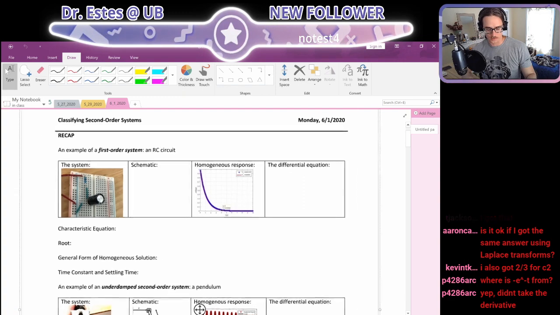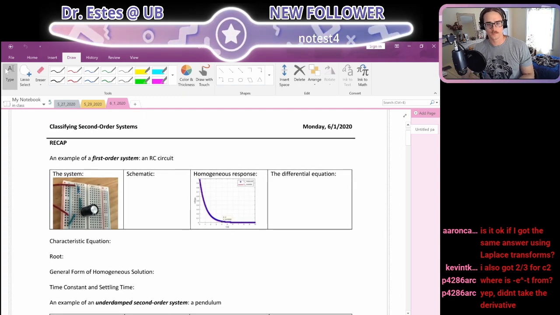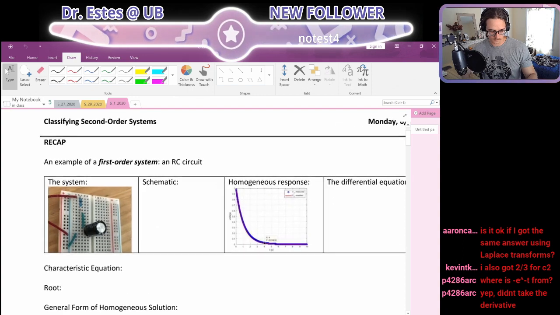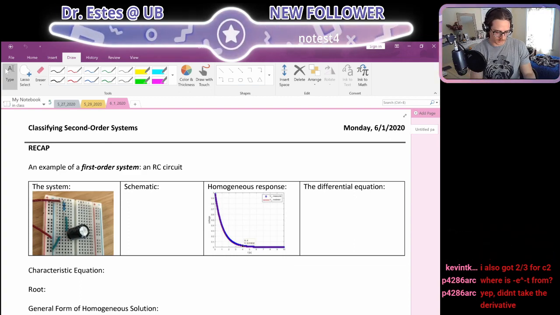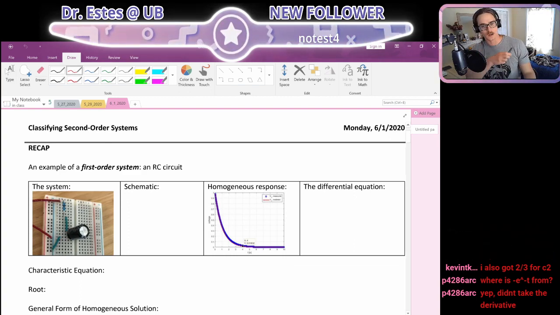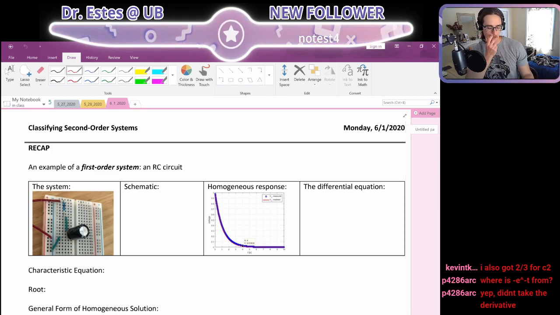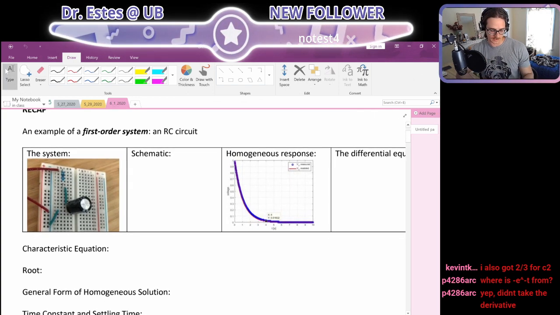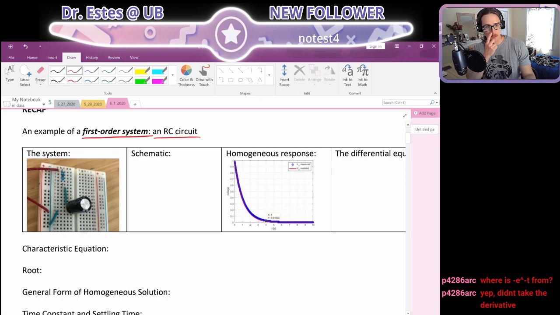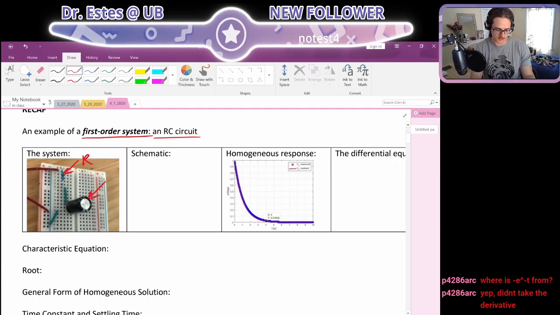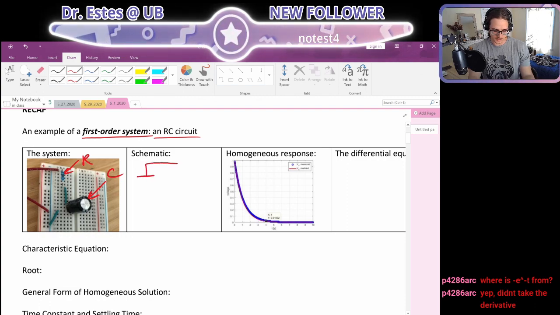All right, I like to start with a recap. Okay, so we've done 2 physical examples of dynamic systems so far in this course. The first one we looked at, it's a first order system. It's an RC circuit. So the R stands for resistor, as you know. The C stands for a capacitor. And this is a way to draw the schematic for it.